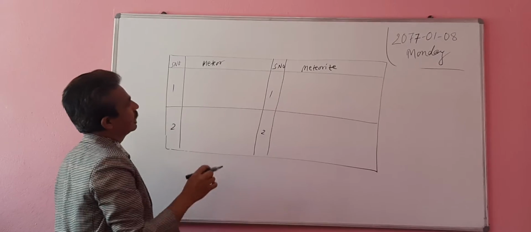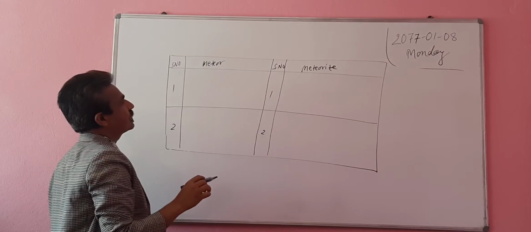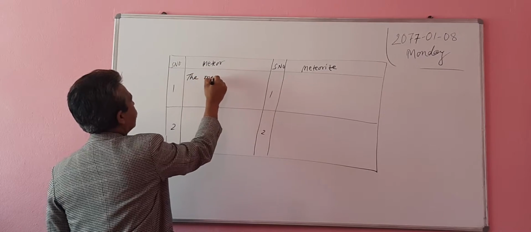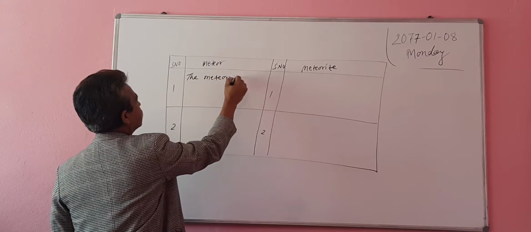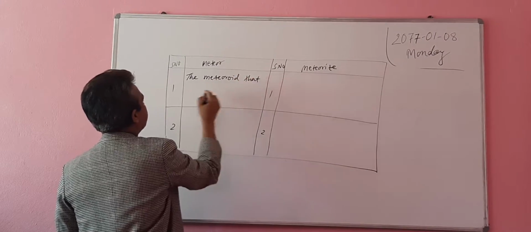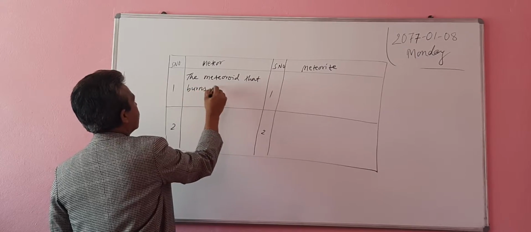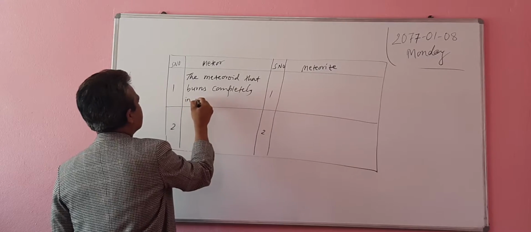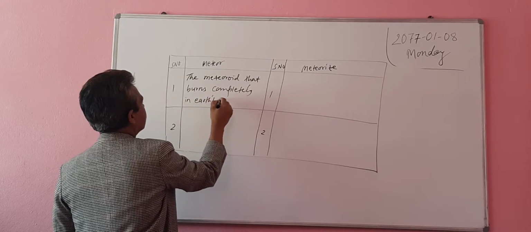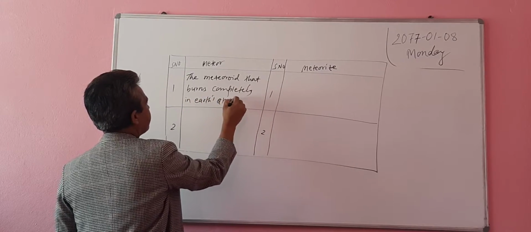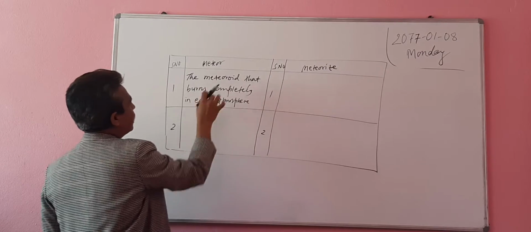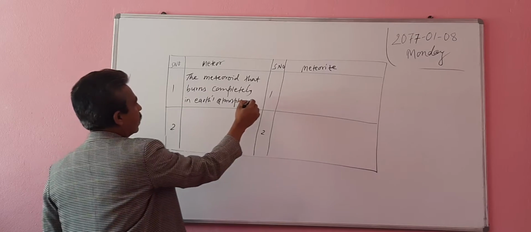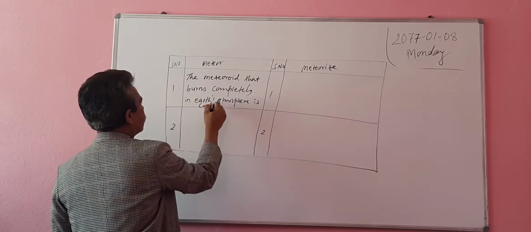What is the first difference between meteor and meteorite? The meteoroid that burns completely in Earth's atmosphere, the meteoroid that burns completely in Earth's atmosphere is called, what do you call it?